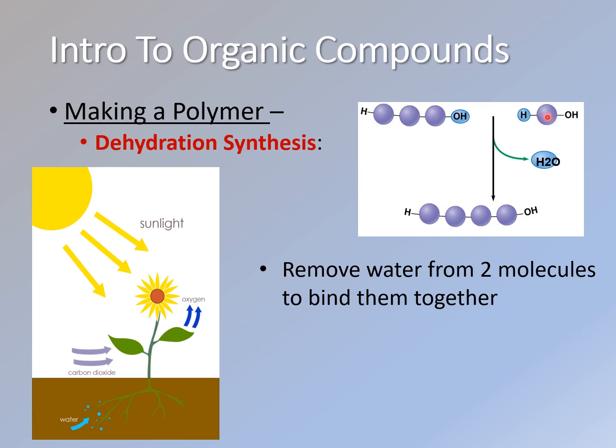So what actually happens? Well, what we do is we remove water from two molecules so that they bind together. For example, each of these little purple dots is a carbon compound, okay? So we have that hydroxyl group, the OH, on one compound, and then we have just a single H on another compound. So we're going to create one larger compound by taking water out. So we combine the two H's, and that's H2O with the oxygen.